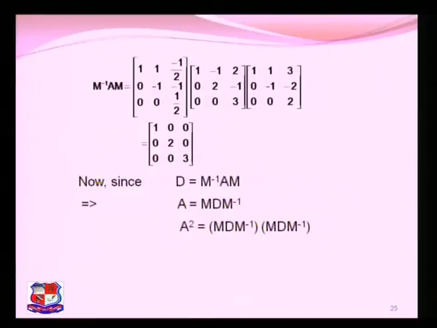So if we want to square the matrix, then A square is equal to M D M inverse into M D M inverse. By simplifying we will easily get this equal to M D square M inverse, because M inverse into M is equal to I. This is the property of the inverse of the matrix, that M inverse into M is equal to I, right? So M into D square into M inverse is equal to A square.